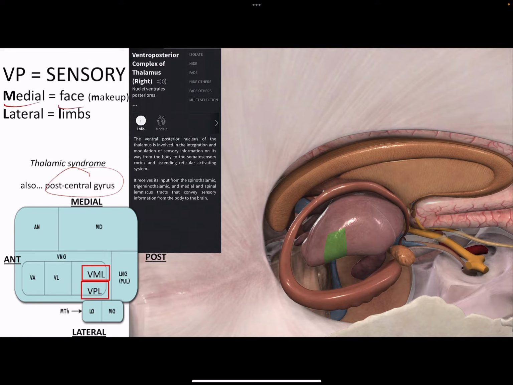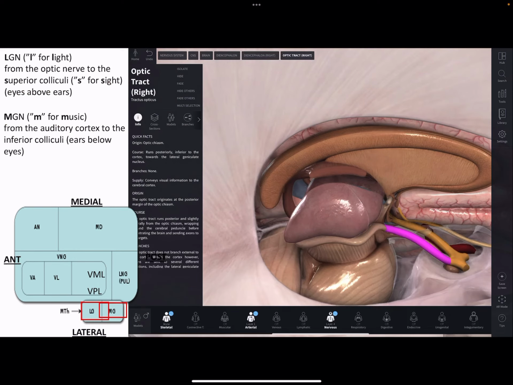Medial has to do with the face. Some people think of M for makeup and then L, lateral, for limbs. And then sometimes if you have an infarction of the PCA that feeds the posterior aspect of the thalamus, you might get thalamic syndrome, where you have associated pain after the stroke has subsided.